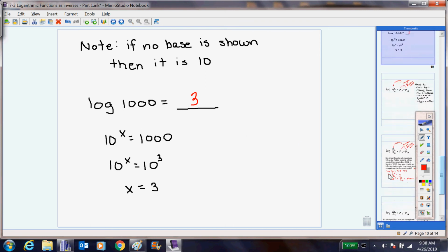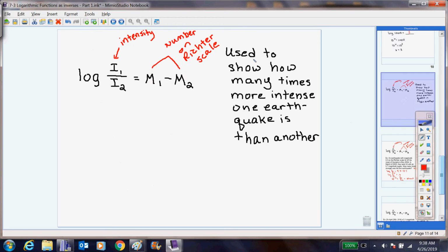So what is this good for? If you've ever heard about earthquakes, and they come up from time to time, they'll give a number, and the number is a number on the Richter scale. And the Richter scale measurements, they will talk about the intensity of the earthquake. And so those numbers that can be given are related to how many times stronger a certain earthquake is than another earthquake.